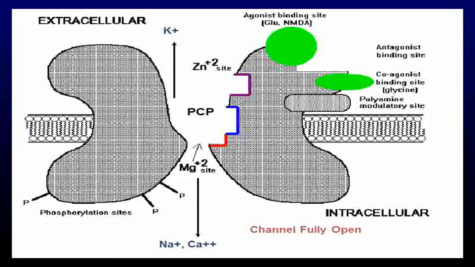Now when that magnesium pops off, there's room for another ion to flow through that channel, and that's calcium. And when calcium flows into nervous tissue, it creates all kinds of stuff. It strengthens synapses, it creates new enzymes, new genes. If you strengthen a synapse in the brain, that's good, because you make memories. But if you strengthen a synapse in a pain pathway, that's bad.